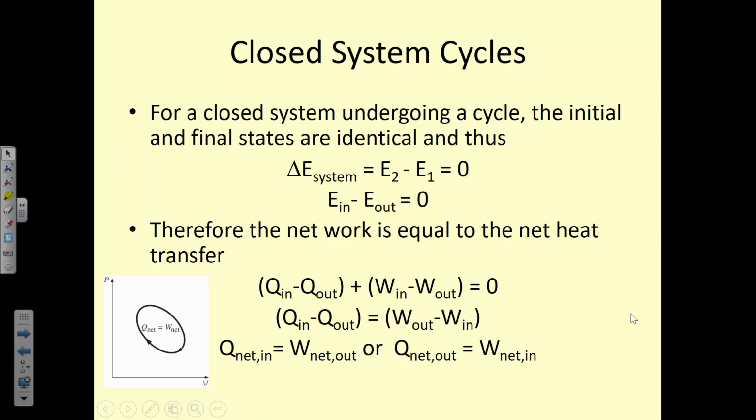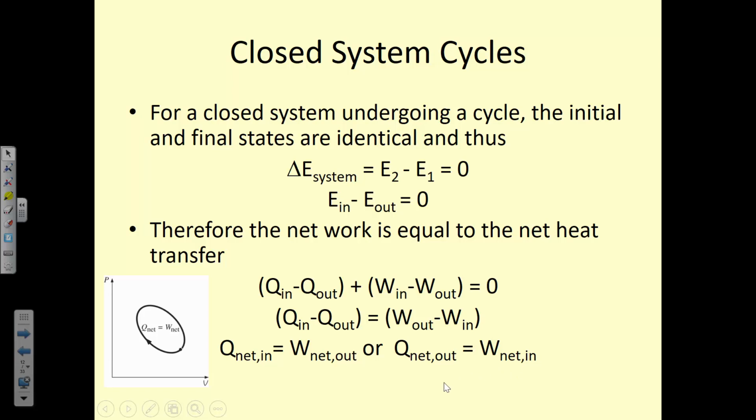So for a closed system that undergoes a cycle, the initial and the final states are identical. So E2 minus E1 is equal to 0, which means the change in energy of the system is equal to 0. So if the net work is equal to the net heat transfer, then we can just say that Q net in is equal to work net out, or Q net out is equal to work net in, depending on whether or not it's a work producing or a work consuming device.